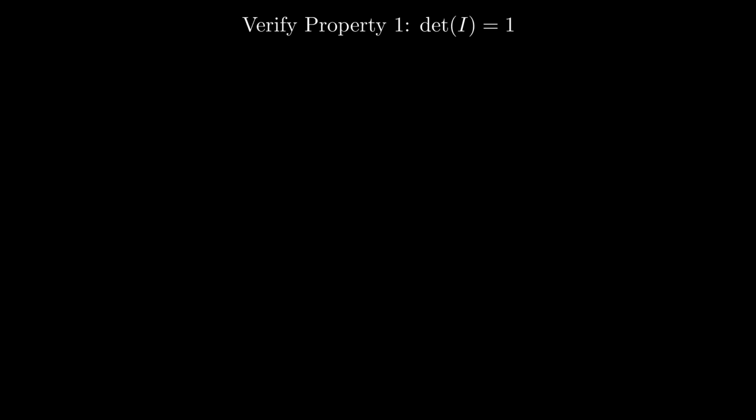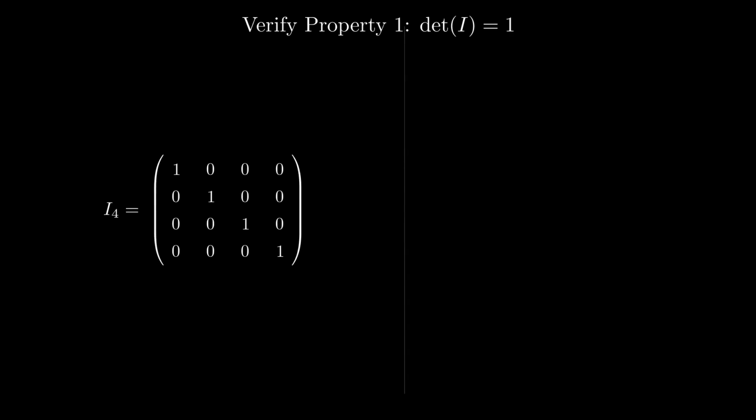Let's check this formula against property 1, that the determinant of the identity matrix equals 1. Consider applying the Leibniz formula to the identity matrix. In the identity matrix, every diagonal entry is 1, and every off-diagonal entry is 0. Now, in the Leibniz formula, each permutation sigma selects one entry from each row. If any permutation picks an off-diagonal position, that entry is 0, which kills the entire product for that term.